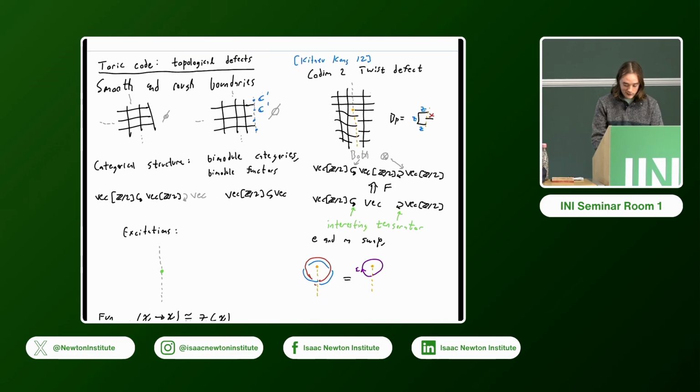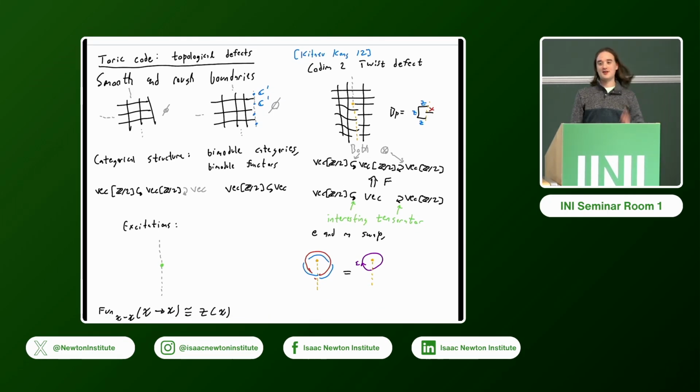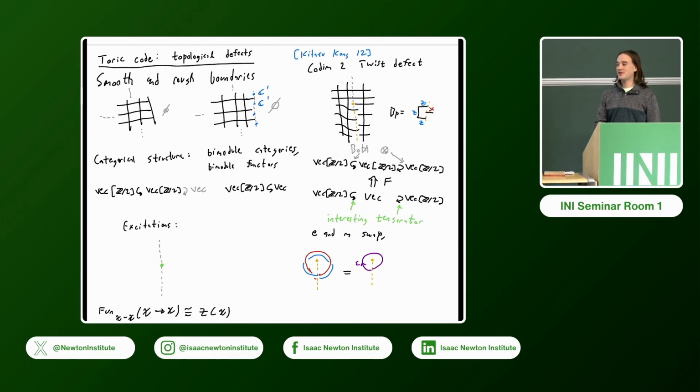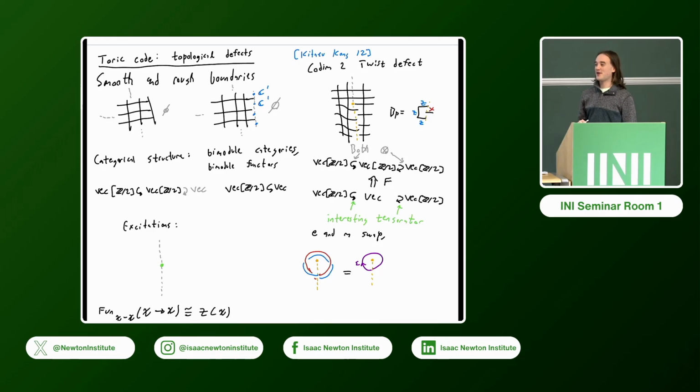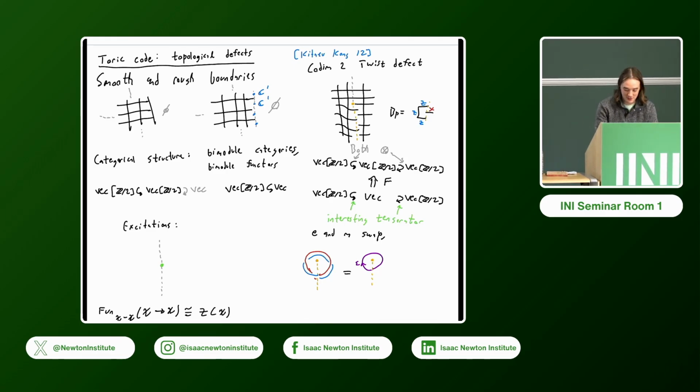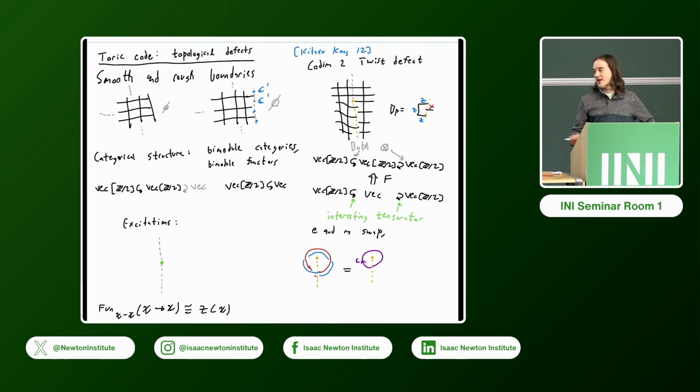So the theme of this conference was defects, and I work with defects, so I thought it was a fun conference to apply to. Let me tell you about the topological defects in toric code. So far I've basically told you how to build a 2D bulk system. But I can, of course, have codimension 1 defects between one such system associated to one fusion category and a system associated to some other fusion category.